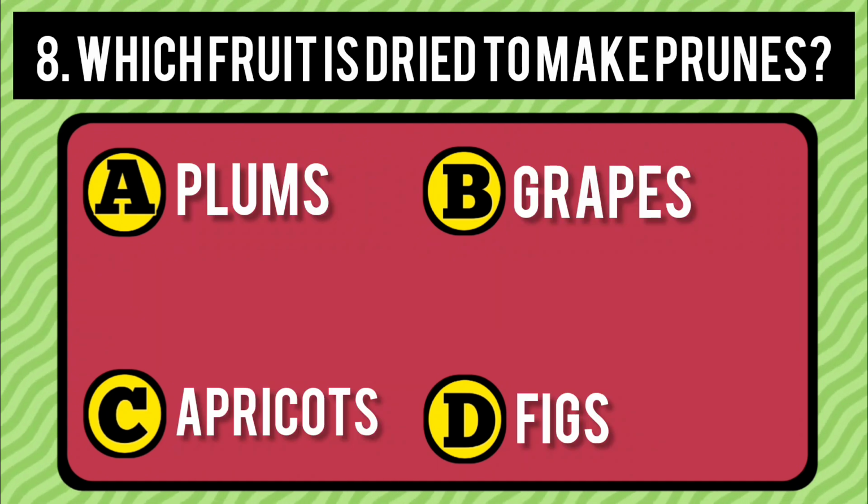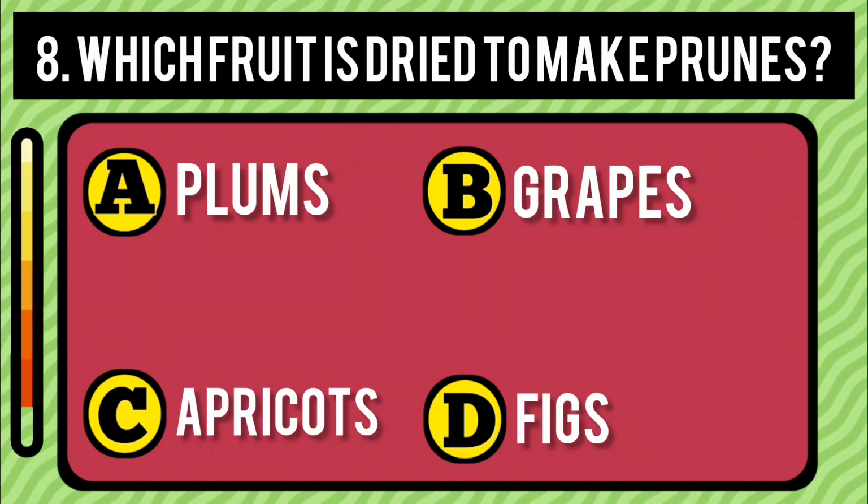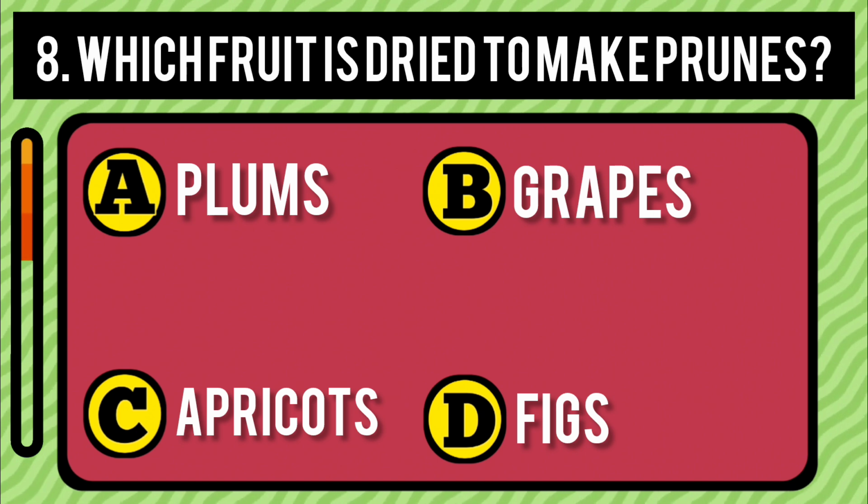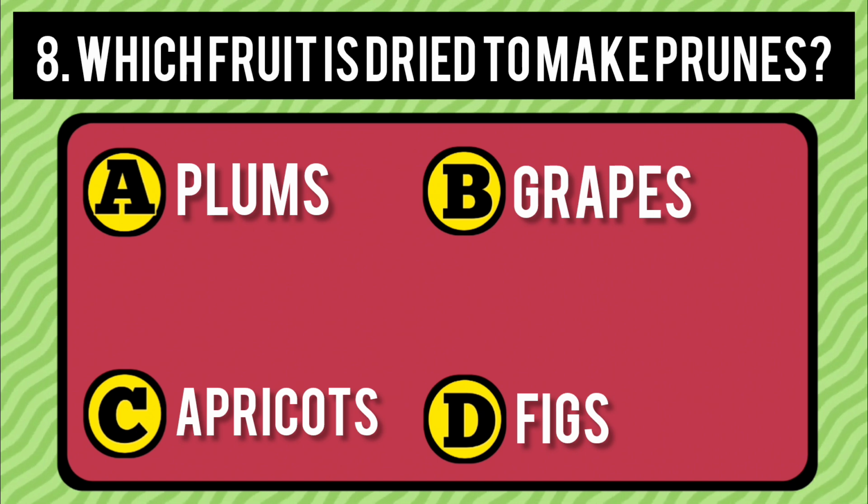Which fruit is dried to make prunes? A. Plums. B. Grapes. C. Apricots. D. Figs. The right answer, plums.